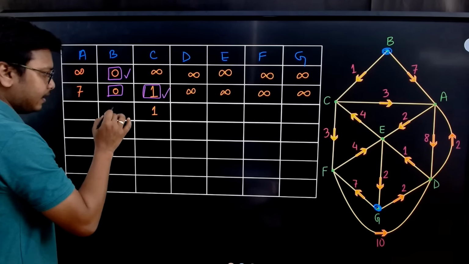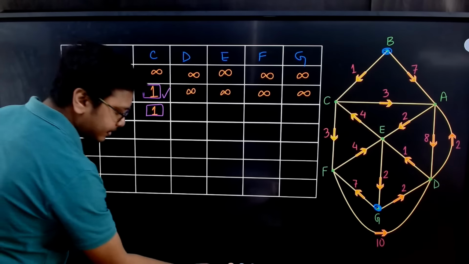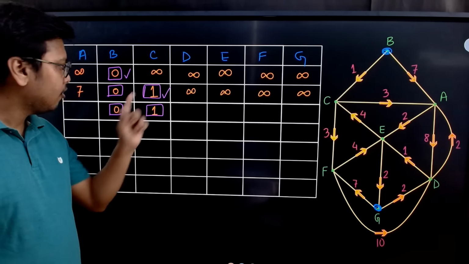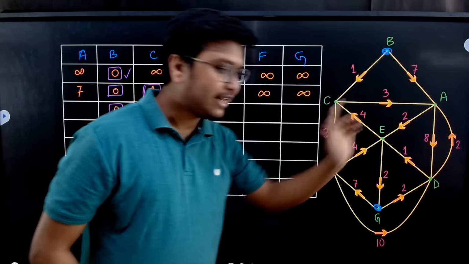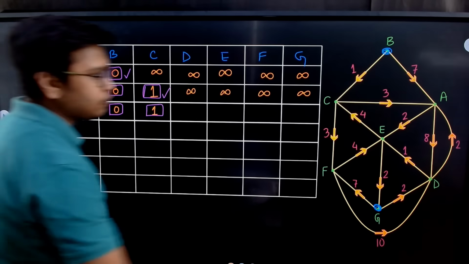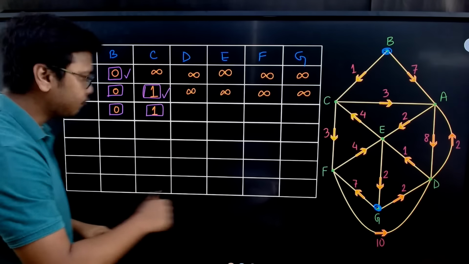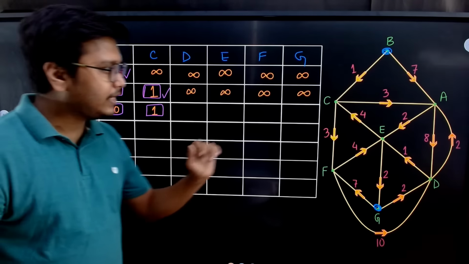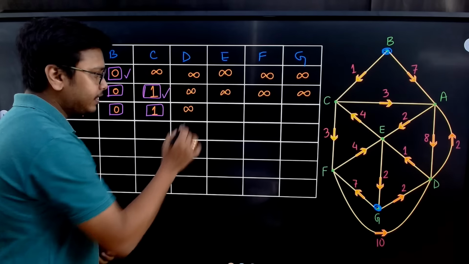We keep our labels intact and proceed with our calculation. Now we are starting from the vertex C. From C to A, we are allowed to go. The weight is 3. So minimum of 7, comma, 3 plus previous label, which is 1. So 3 plus 1, that's 4. So the minimum value is 4. Then from C to D, we have no edge connecting, so infinity remains.